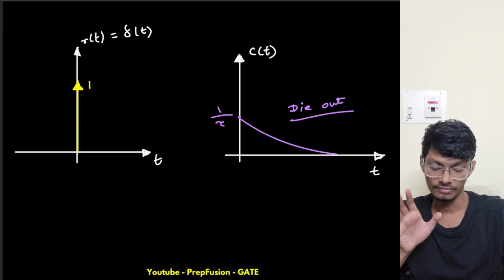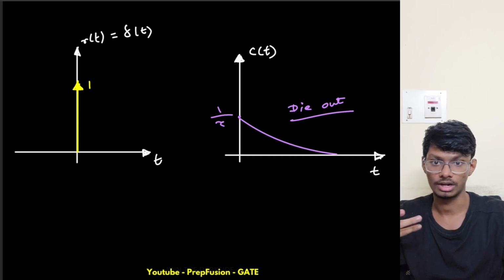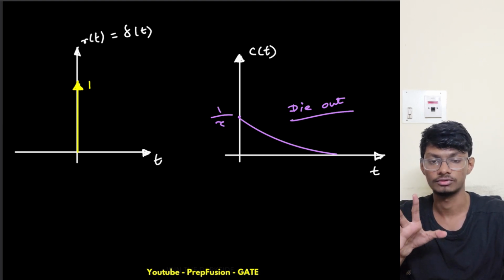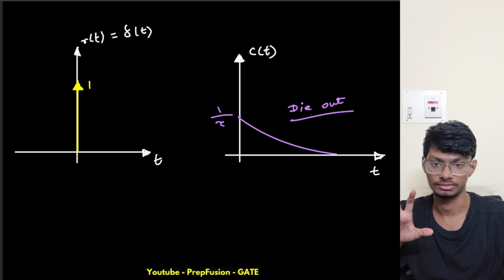Let's say if my pole was at the right hand side, what will happen then? Exactly that unbounded thing will happen. System won't be stable.